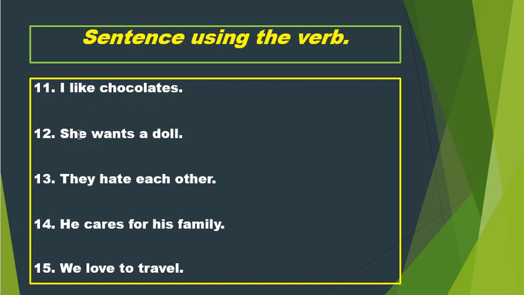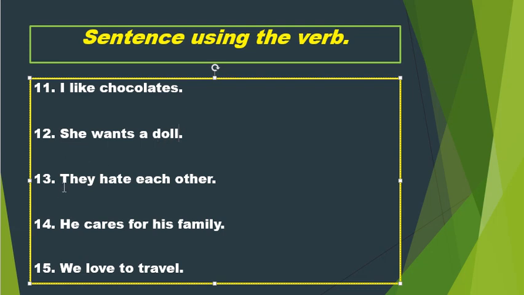Okay, next, she wants a doll. Here singular, so we put an S for the verb. Why? Because our subject here is singular. So doll, of course, that is a toy, a copy of something that you can see in a television or fairy tale.